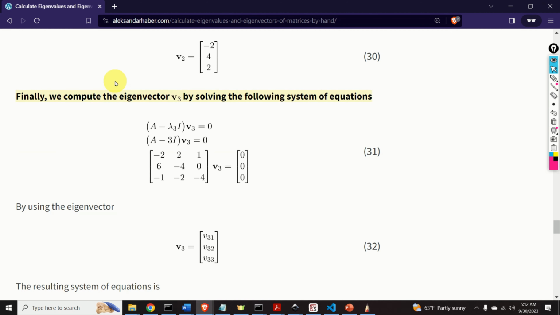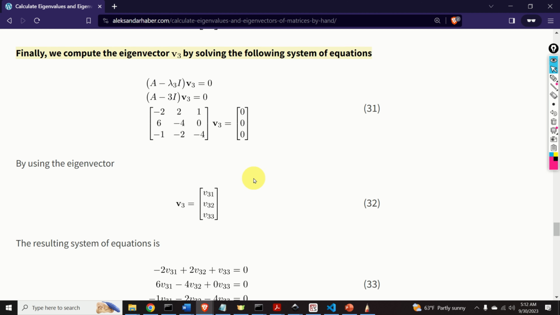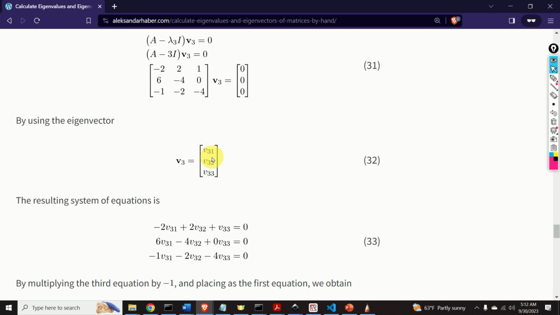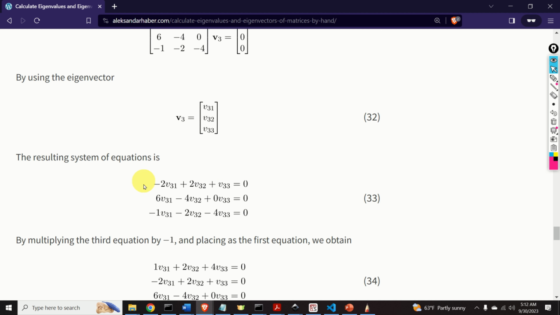Here it is. Finally, let us compute the third eigenvector. We do that by following the same procedure. Again, we form the system of equations, then we substitute lambda 3. To remind you, lambda 3 is equal to 3. Here is the expression, and after substituting the identity matrix over here, we obtain this expression over here. Next, let us parameterize the eigenvector. Here is the parameterization. By combining this equation and this equation, we obtain the system of equations.